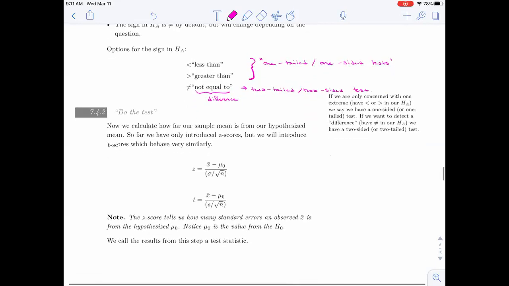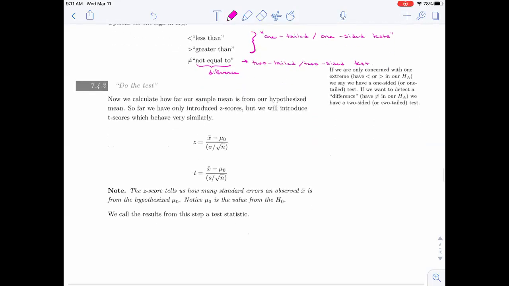Do the test. Still got time. Okay, great. I'm hoping to get through all these steps, but man, oh man.